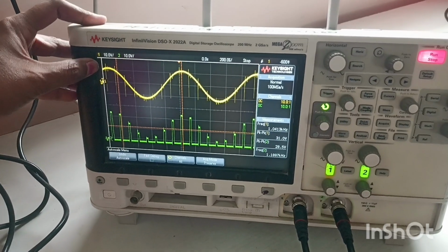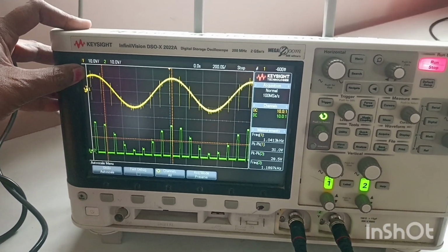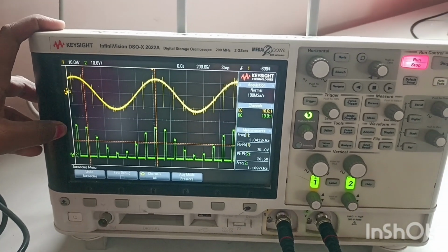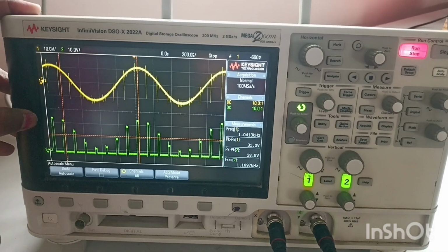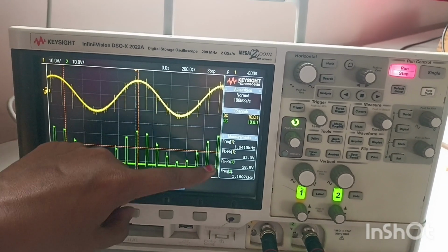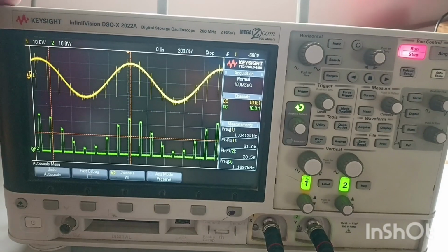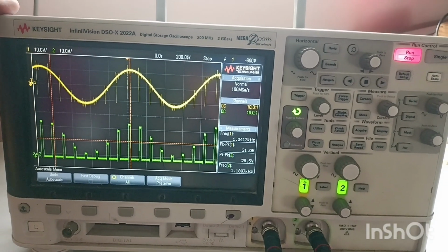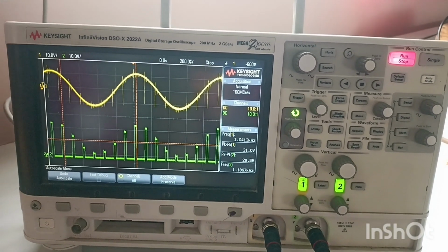These two waveforms show the input waveform, the sampling signal, and this is the sample signal. You can observe the top of the sample signal is flat, and we can measure the frequency and peak to peak amplitude of both signals with the help of the measure knob. It seems to look like this.